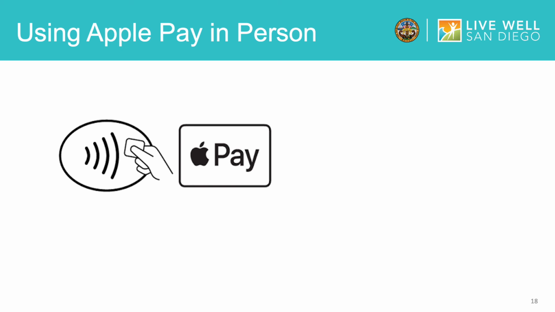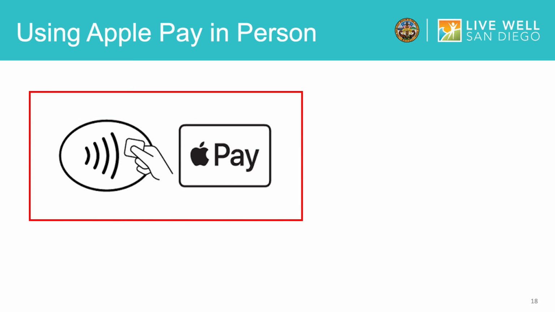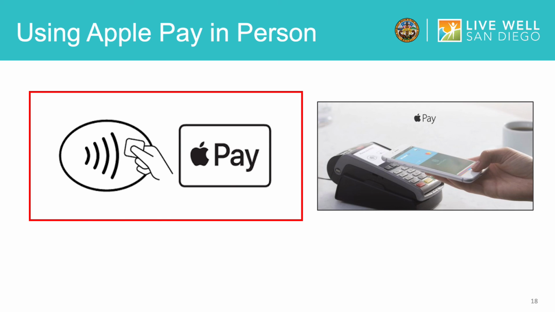Apple Pay payment options are also available in person at any payment kiosk with this image present. If you are wanting to use Apple Pay in person, you can open your Apple Cash card on the Wallet app and hover it over the payment kiosk. The payment will be transferred directly from your mobile device to the location you are choosing to make your transaction.